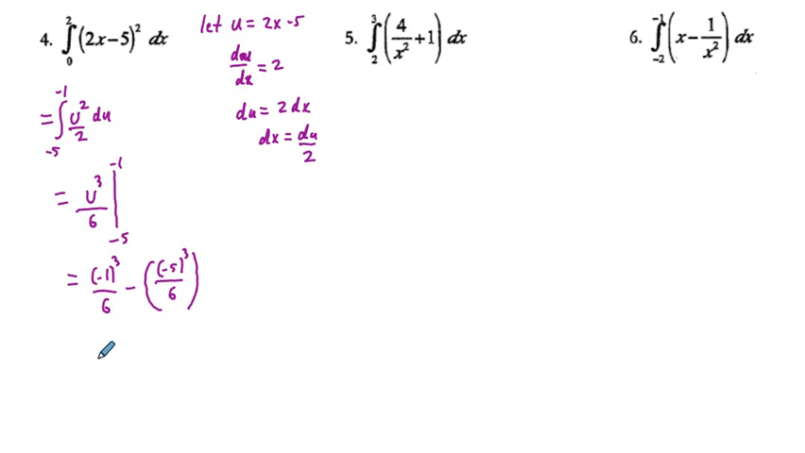So let's just work this below. What we're going to get is negative 1/6, and then negative 5 cubed, so that's going to be minus negative 125 over 6, which is going to be the same as 124 over 6, which is going to simplify to 62 over 3.